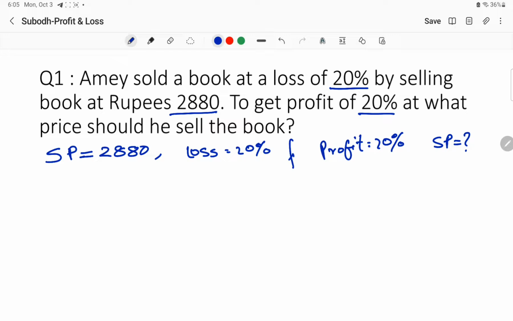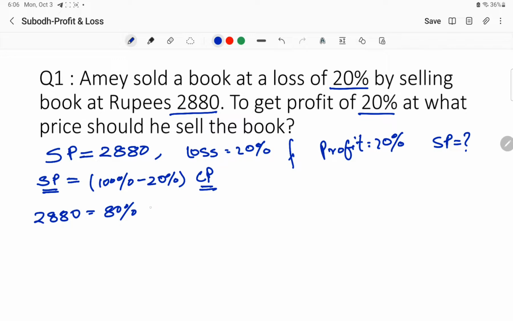So first of all, here we have to find the cost price for the books. To find the cost price, we know the formula: selling price equals 100 percentage minus the loss, so minus 20 percentage, multiplied by the cost price. Here we don't know the CP, but we know the SP, that is the selling price. So the selling price is 2880 equals 80 percentage multiplied by CP.